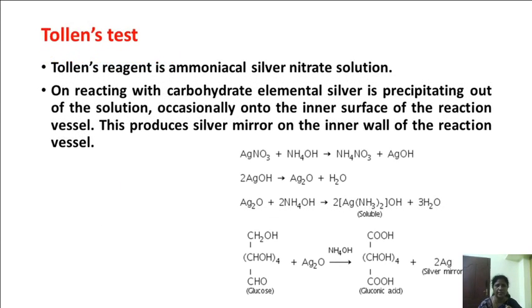And the third test is Tollen's test. Tollen's reagent is ammoniacal silver nitrate solution. This test also distinguishes reducing sugar from non-reducing sugar. On reacting with carbohydrate, the elemental silver is precipitated out of the solution, occasionally onto the inner surface of the reaction vessel. This produces a silver mirror on the inner wall of the reaction vessel.